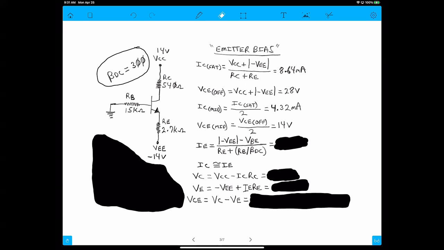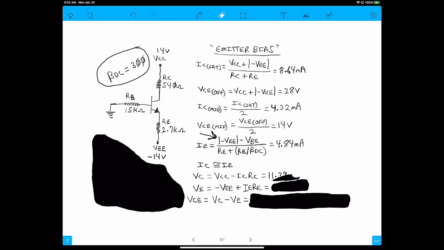Now we'll start to get to a little bit of change here for IE. When we calculate for IE, we have to remember we're using the absolute value of that negative 14, which in this case is 14. That would be the 14 minus the VBE, which again is our 0.7 volts. Then all we do is fill in the numbers underneath for the RE, RB, and our beta. If we do that, we're going to come up with about 4.84 milliamps. This is going to be our IE. And since in this type of circuit our IC is approximately equal to IE, we have our IC as well. Then for our VC, we're going to have our VCC, which is our 14 volts, minus the voltage drop of IC times RC.